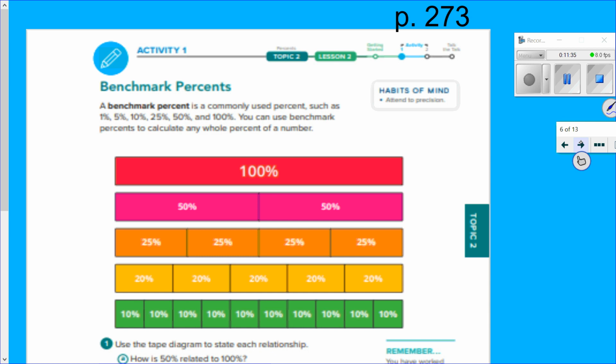Can you pull out your highlighters or marking pencils, something to mark your text? We have a definition that we need to add to our vocabulary.